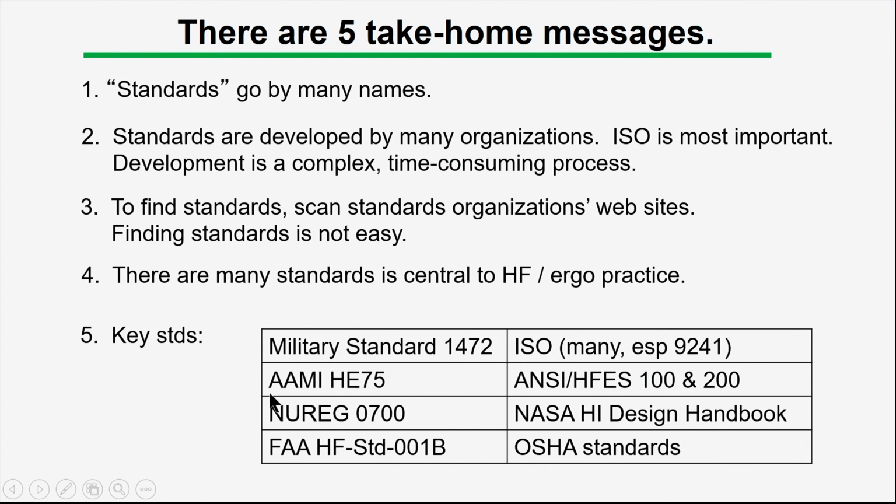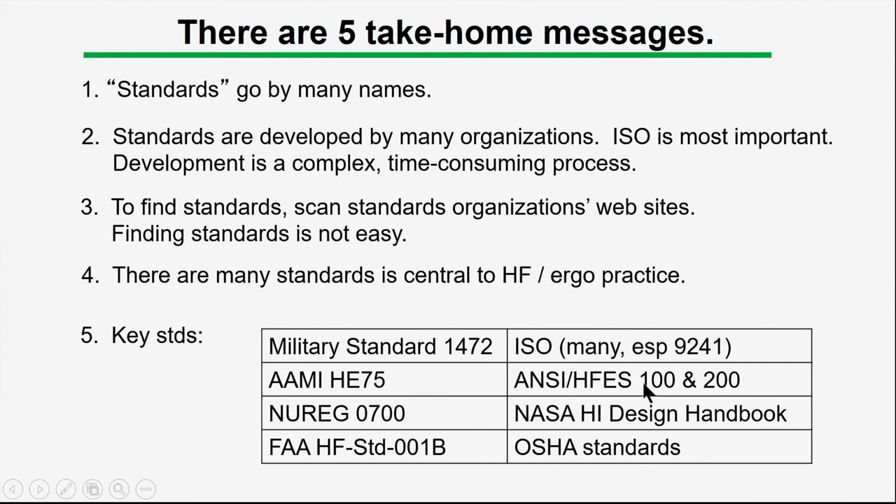NUREG 0700 is the Nuclear Regulatory Commission. That's concerned with process control. But as I mentioned, there are things like documentation in there that are useful to many, many other applications. The FAA standard has to do with aircraft flight and maintenance. ISO has many, many standards, of which 9241 is most important. And again, 9241 has something on the order of 100 parts.